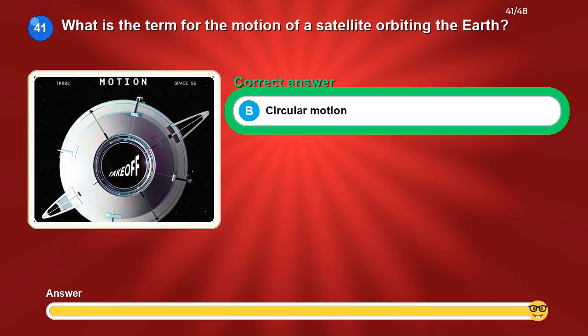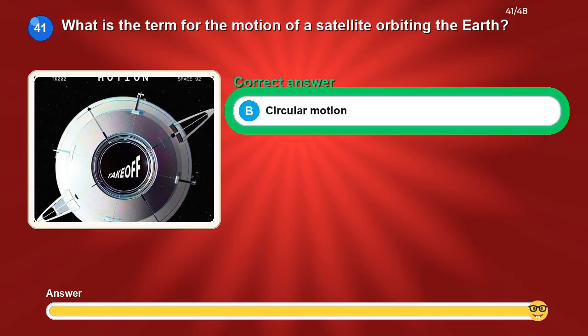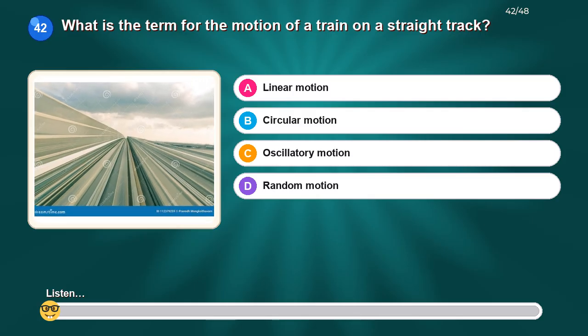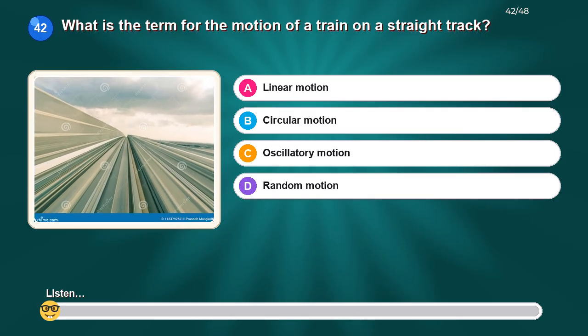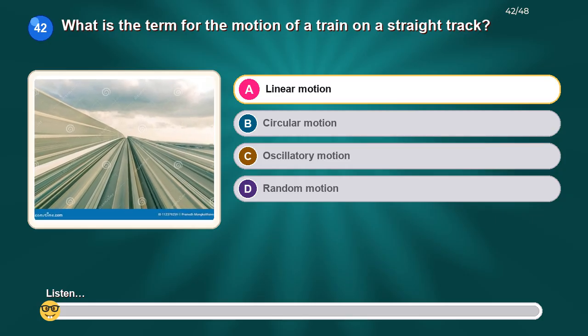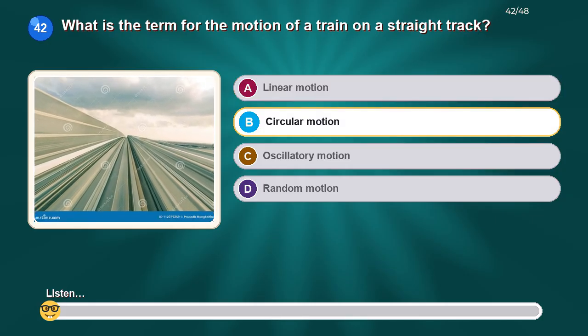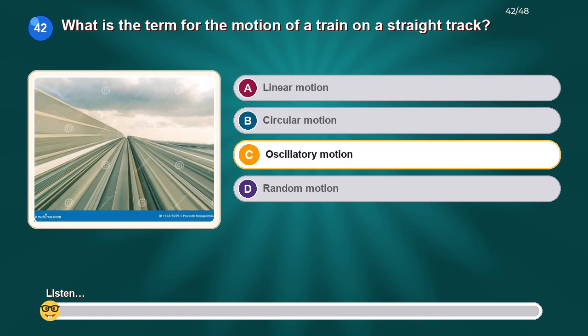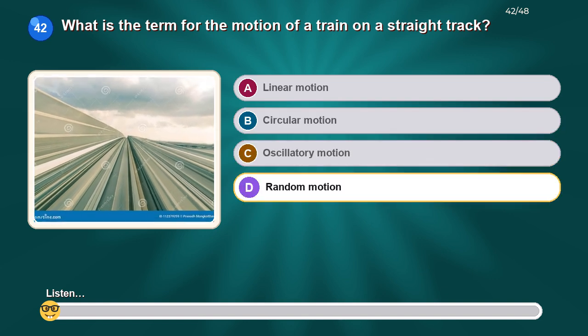The correct answer is circular motion. What is the term for the motion of a train on a straight track? Option A, linear motion. Option B, circular motion. Option C, oscillatory motion. Option D, random motion.